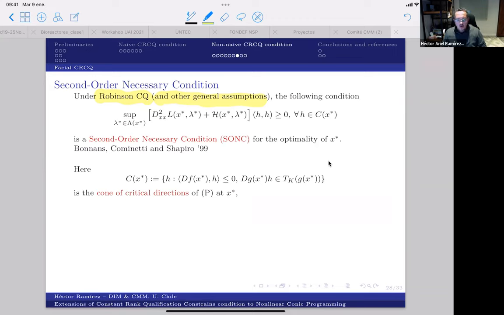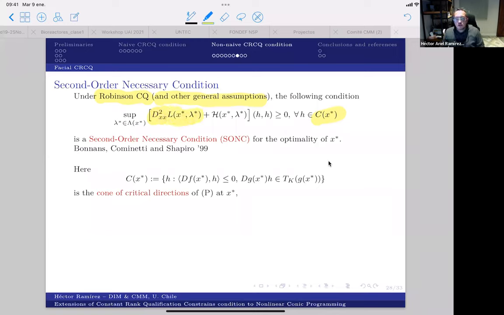How do you read this condition? Well, this goes back to '99. It's a work of Bonnans, Cominetti and Shapiro in this conic framework. A similar condition was proved before by Shapiro for SDP, but okay, we are using this result here. How this is to be read: this is the critical direction cone, the usual one. Here you have what you expect.